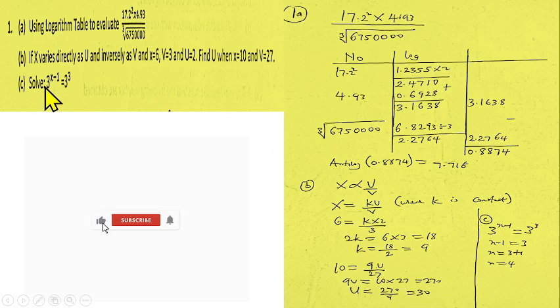Then for question number C, this is from indices. You have 3 raised to power s minus 1 equals 3 raised to power 3. We can see that the bases are equal, so the bases will cancel. s minus 1 equals 3. Collect like terms: s equals 3 plus 1, so s will be equal to 4.